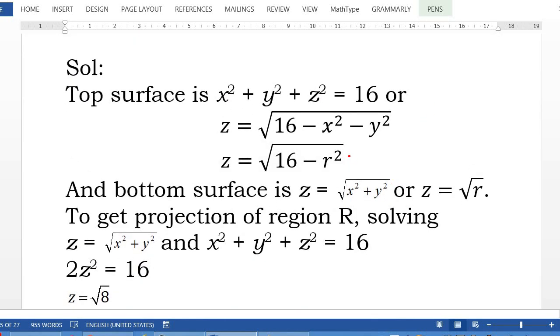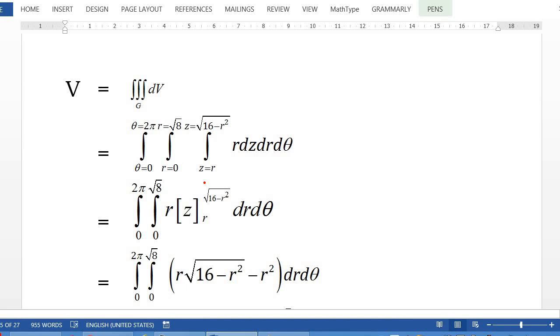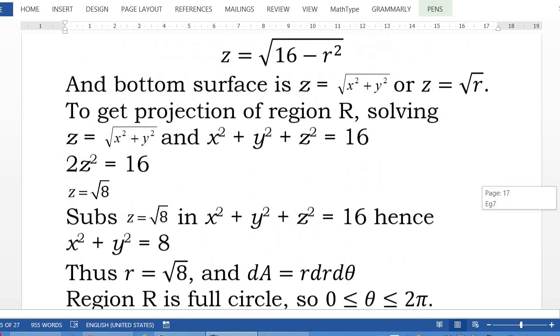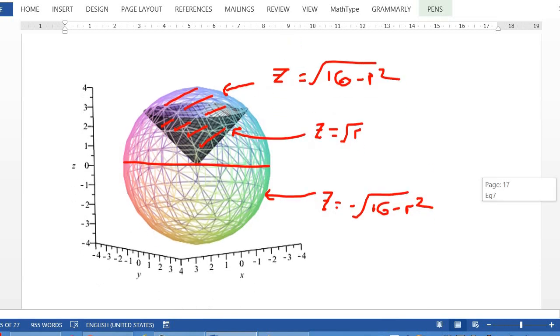Then this is the upper limit, your lower limit is the cone, z equal to r. Z equals r means the cone. The lower limit is the cone, the upper limit is the upper hemisphere. dV is r dz dr d theta. To find the projection of the cone, where the top surface is a hemisphere, you have to solve the equation of your sphere and cone.